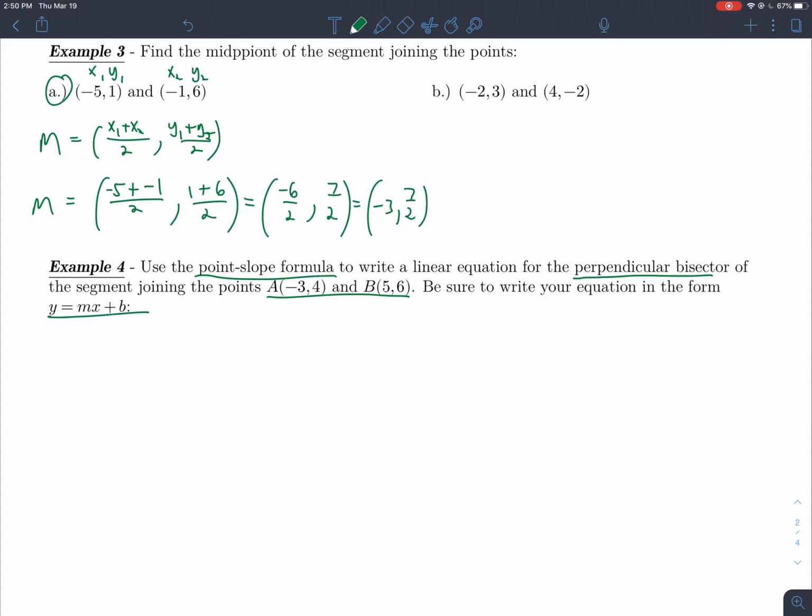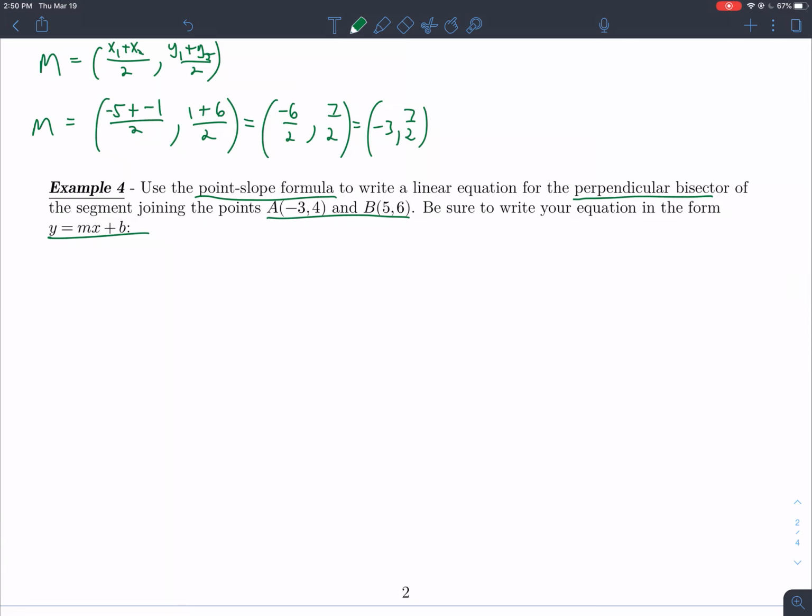And then be sure to write your answer this way. There's a lot of information here. Okay, so point slope formula. Let's refresh your memory. Here's point slope formula. Let me use a different color. This is y minus y1 equals the slope times x minus x1. This is point slope formula. Okay, right there. Y minus y1 equals m times x minus x1. Okay, that's point slope formula.